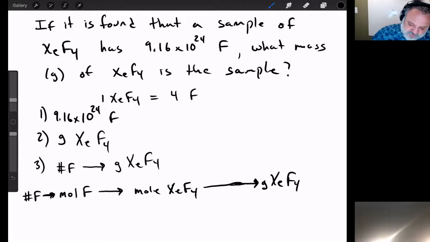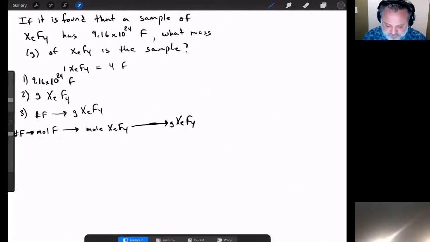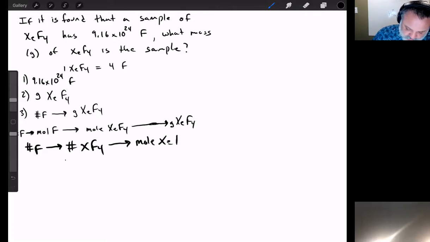But this is one of those examples when there's more than one path. I showed you a problem last time where there was more than one path, and there's more than one path here as well. So I can go from number of fluorine atoms to the number of xenon tetrafluoride molecules. And from there, I can go to moles of xenon tetrafluoride. And from there, I can get grams.